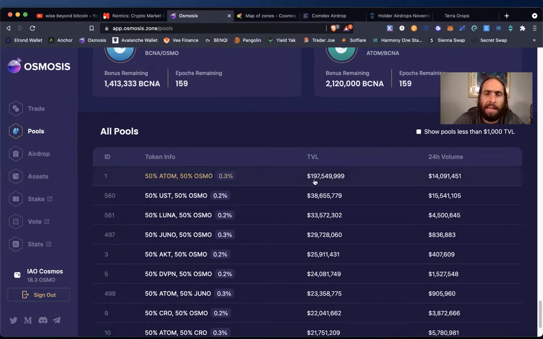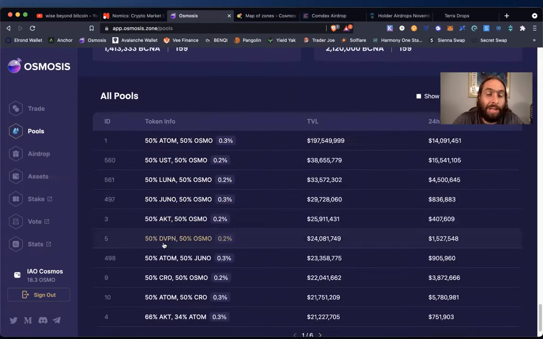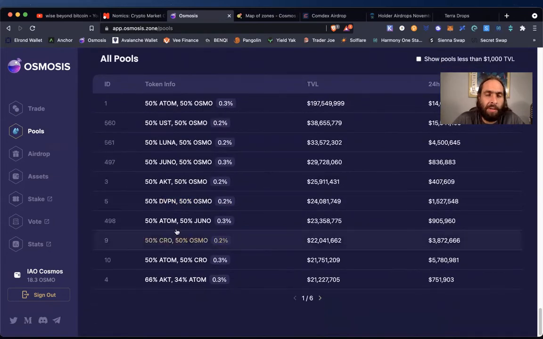This is amazing. Atom and Osmo, even with the market dip, is close to 200 million. And we got 14 million in volume here. UST, now that there's some stable coins on the network, and Luna, Juno, Akash, decentralized VPN. I mean, that's amazing. Great technology right there. So look forward to seeing that develop more.